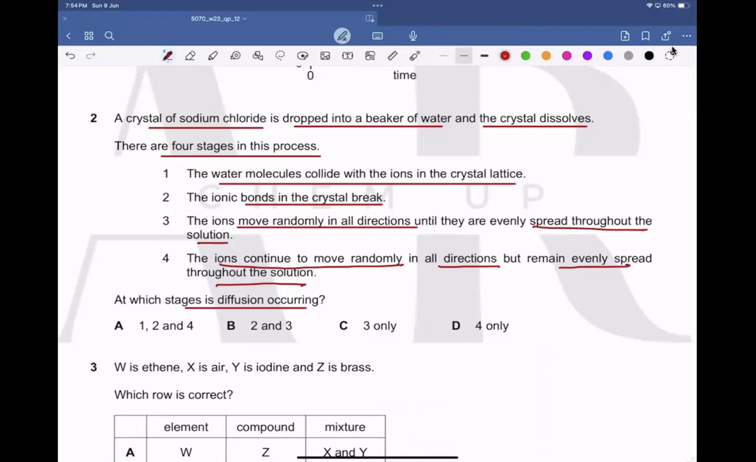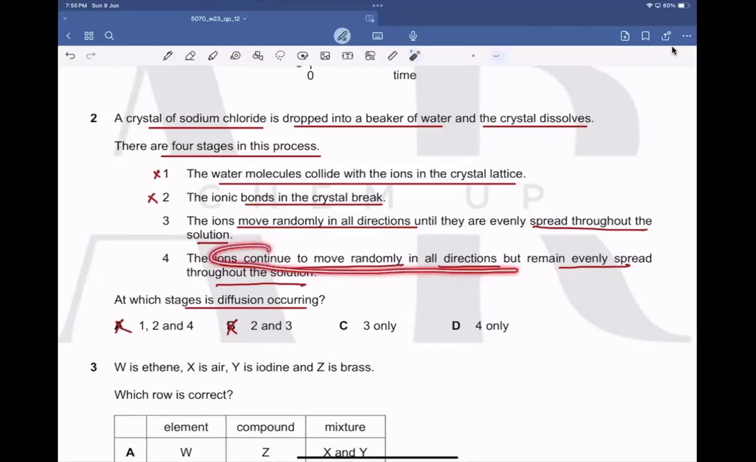A could not be an answer because in A, they are talking about the collision with the crystal lattice in point 1, so it does not explain diffusion at all. Point 2 is talking about the breaking of the ionic bonds in the crystal, so it also does not explain diffusion. So 1 and 2 are incorrect, which means A and B go wrong. We are only left with C and D. But see, it's a liquid, not a gas.